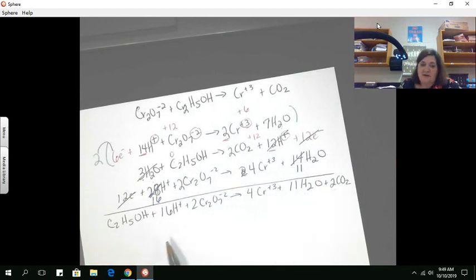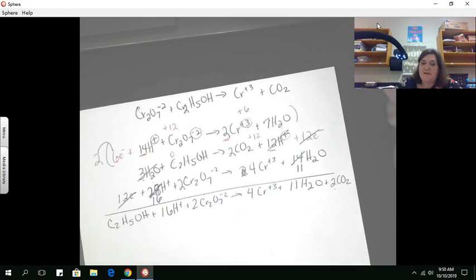If we counted up, we would see we have equal amounts of everything. So we have 2 carbons, 6 plus 16 is 22 hydrogens. We have 22 hydrogens here. 4 chromium. Our oxygens are 14 plus 1 is 15. We have here 11 plus 4 makes 15. And even our charges add up. We have 16 positives plus 4 negatives is a plus 12, and 4 times plus 3 is a plus 12. So we know we did that correctly.